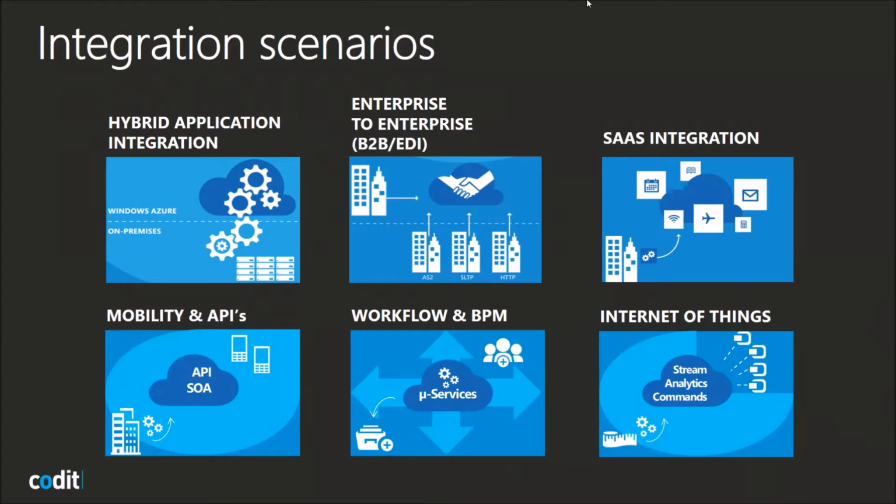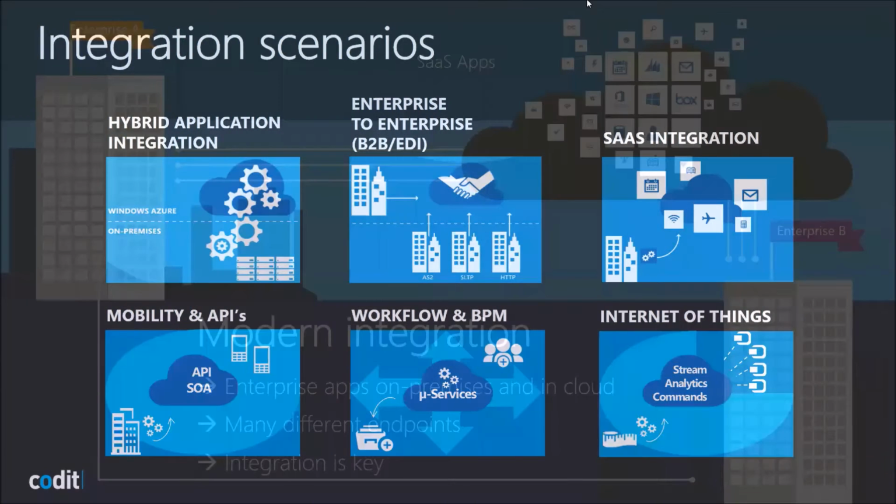For example, we have hybrid application integration, where we connect our on-premises system with the Azure cloud, or the software as a service integration, where we use popular software as a service applications inside our integrations. For example, we could connect to Office 365, Dropbox, or OneDrive. And of course, there's the Internet of Things, where all buildings are being connected to the cloud.